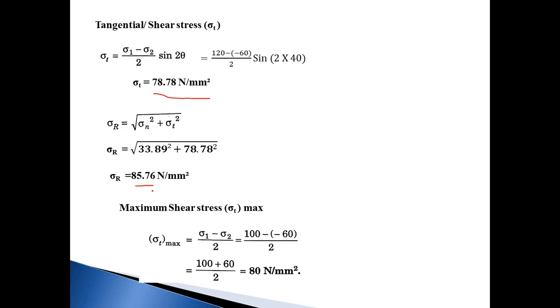Then we are required to find the maximum shear stress, that is sigma t max. For sigma t max, sigma 1 minus sigma 2 divided by 2. Now sigma 1 is 100 and sigma 2 is minus 60. So minus minus is plus 60, that is 100 plus 60 is 160 divided by 2. The maximum shear stress sigma t max is 80 Newton per mm square. This is a solution for a member subjected to two mutually perpendicular stresses.